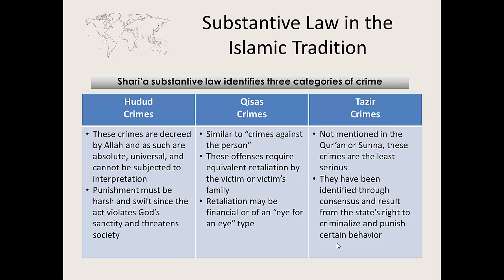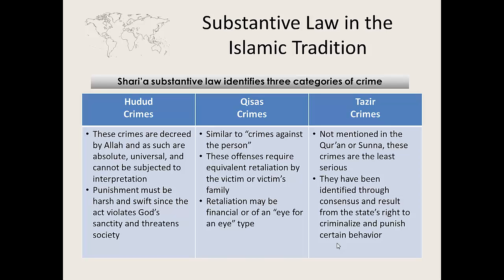qisas offense, the victim has a good bit of say in what the punishment is going to be, much more so than would be accepted in any of the other legal traditions. And in fact, as we'll talk about later, the Islamic tradition is in many ways much more victim-oriented and victim-centered than the other legal traditions are.